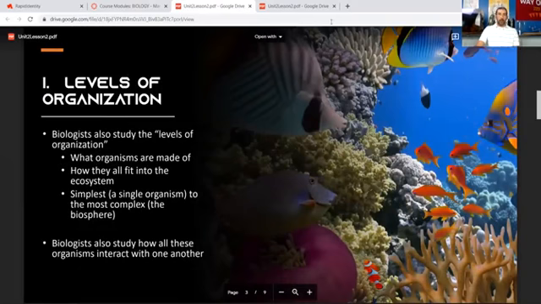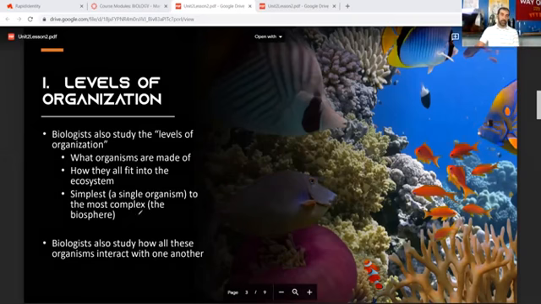Now, biologists do study the levels of organization and what organisms are made of, which technically should be cells. They can be animal cells, plant cells, or bacterial cells. And then how they all fit into the ecosystem, where they are in the food web, where they are in the passing on of energy. Are they producers, consumers? And they try to rank or organize things from the simplest to the most complex, right?